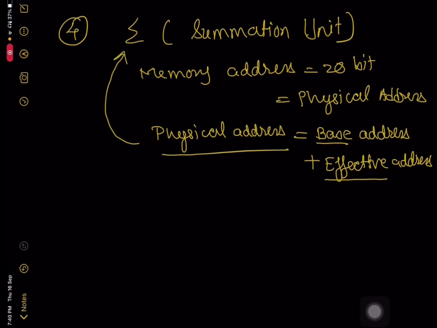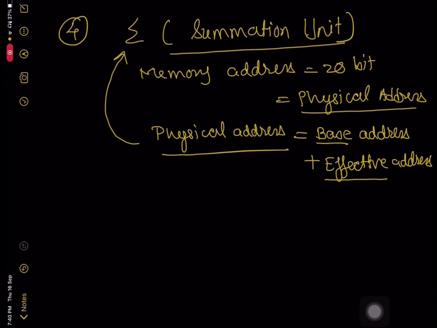So when the summation unit adds the base address and effective address, it generates the physical address, and this physical address will be further used by the microprocessor for accessing the memory. For reading or writing a program, or for reading or writing data from the microprocessor, the physical address has to be generated by the processor, and this process is carried out within the summation unit. So likewise, these 4 units are available in the microprocessor.